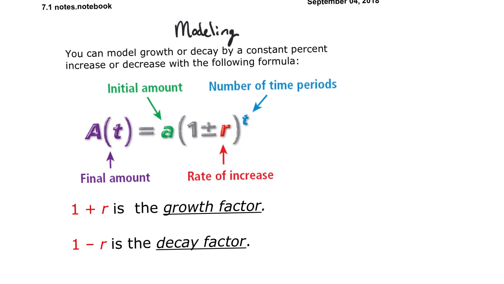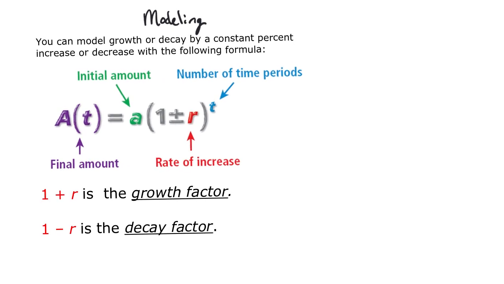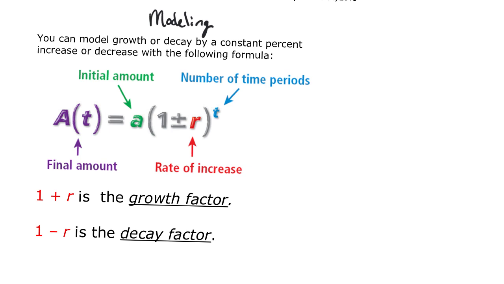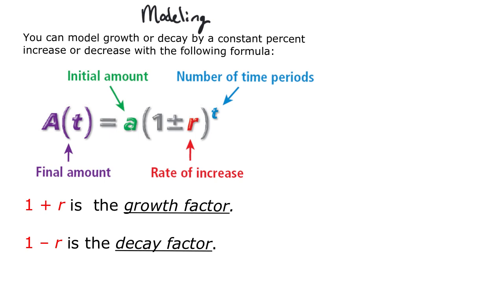All right, now we're looking at some modeling, using math to make predictions. So we can model growth or decay by a constant percent increase or decrease with the following formula. The key is going to be knowing what your r value is, adding it or subtracting it from 1. Our variable is going to be t. t is our independent variable. And A is just going to be another number.